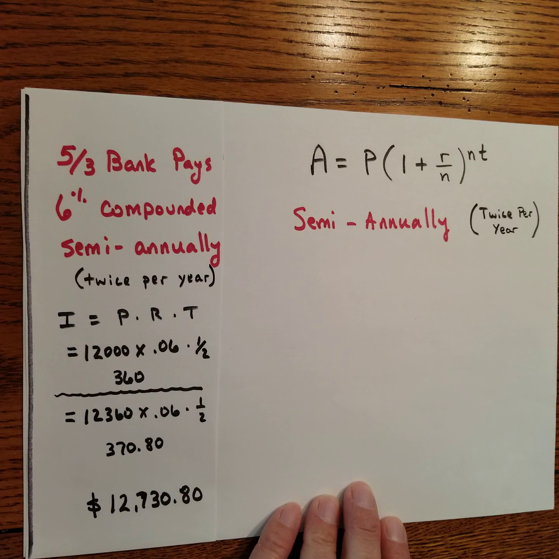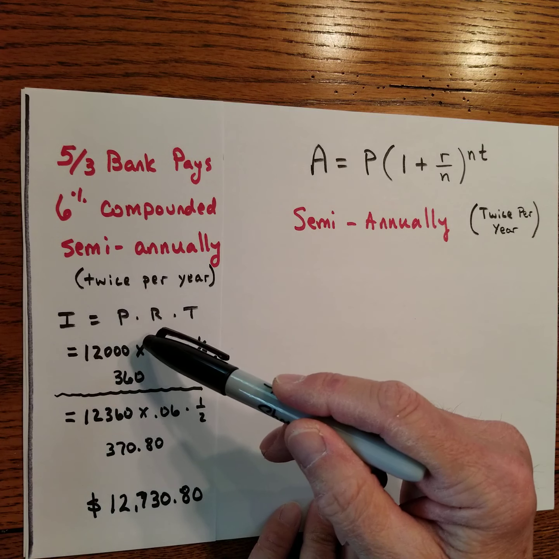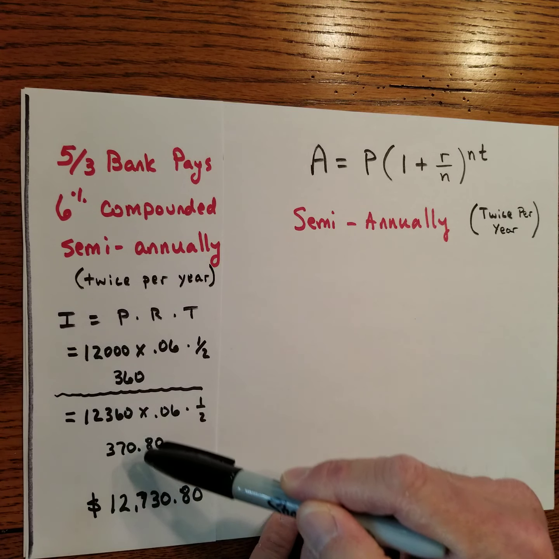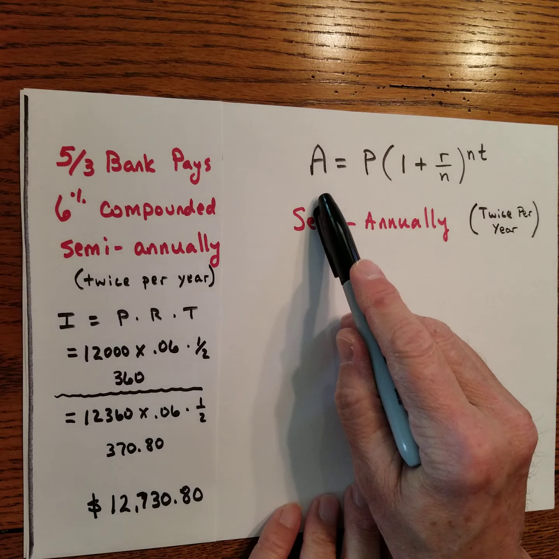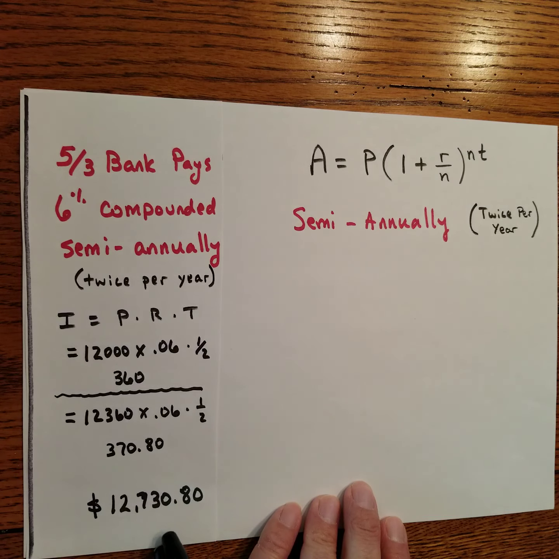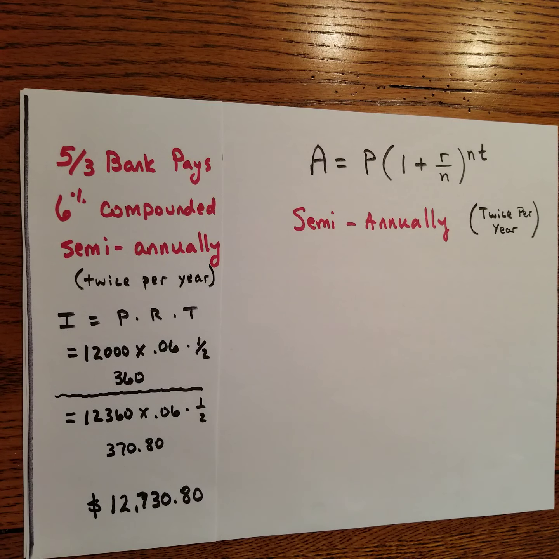Semi-annually is twice per year. And we compounded the interest twice and found the answer to be $12,730.80. What we'd like is a formula that will take us directly to that answer without showing this work. Here's how this formula works.